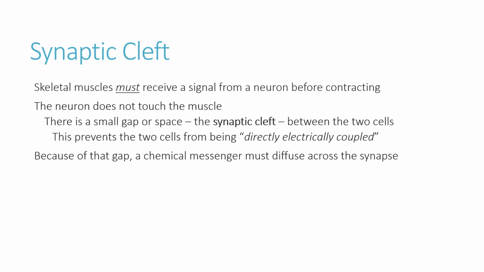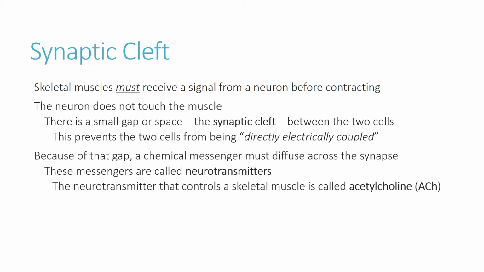Because of that gap, a chemical messenger must be released from the neuron and then diffuse across the synapse to communicate with the muscle cell. These chemical messengers are called neurotransmitters because they are transmitting the signal from the neuron to the muscle cell. The specific neurotransmitter that controls all skeletal muscle cells in the body is called acetylcholine, abbreviated as ACh.